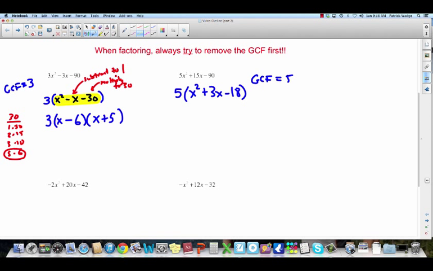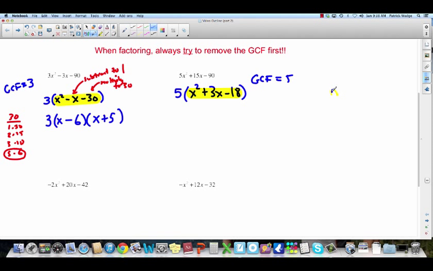Okay, look at the part in here. Can you still factor that? Yes, you can. You won't always be able to, but in this case you can still factor it. So what are we looking for? Two numbers that multiply to 18 and subtract to 3. Alright, let's make our list.